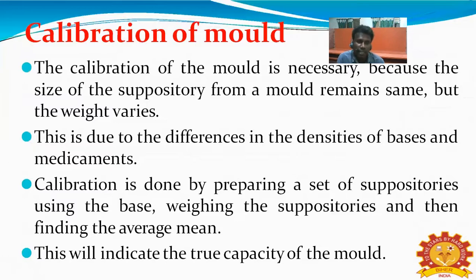Calibration of mold. Calibration of the mold is necessary because the size of the suppository from the mold remains the same, but the weight varies. This is due to the difference in densities of bases and medicaments. Calibration is done by preparing a set of suppositories using the base, weighing the suppositories, then finding the average. This will indicate the true capacity of the mold.